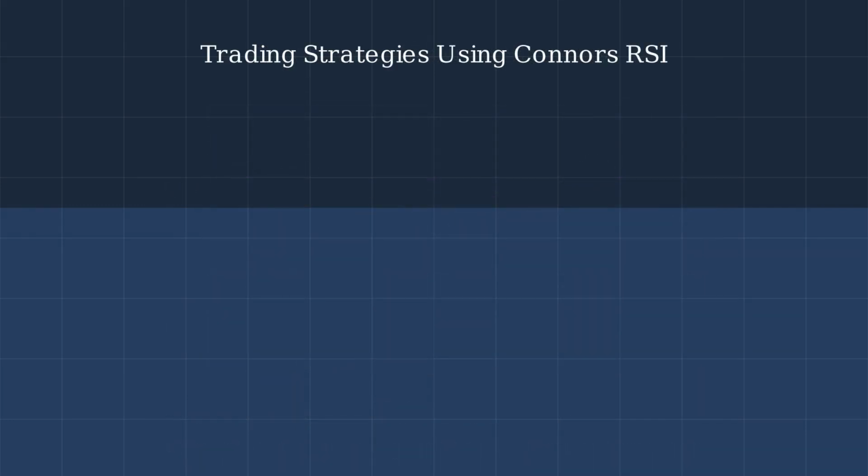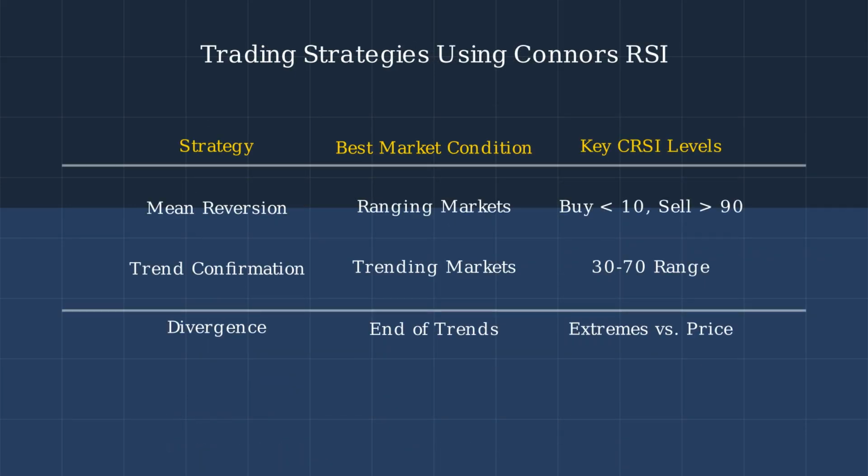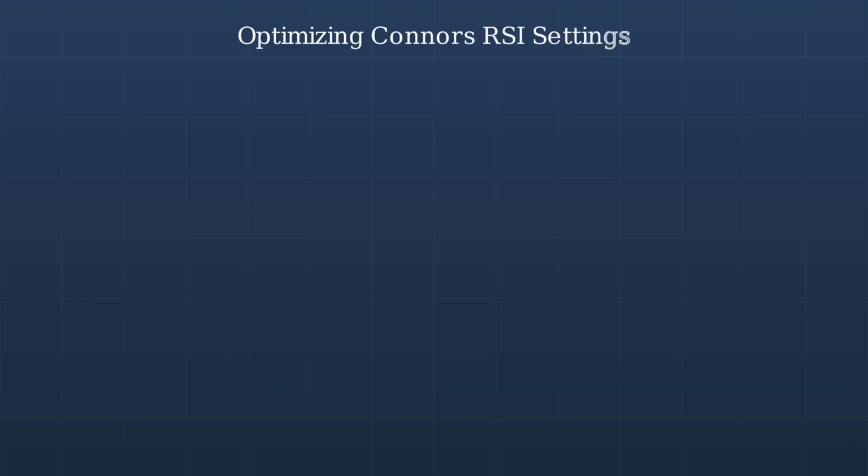Let's summarize these 3 powerful trading strategies using Connors RSI. Each strategy works best in specific market conditions. Mean reversion for ranging markets, trend confirmation for directional moves, and divergence for potential reversals. Let's explore how to optimize Connors RSI settings for your specific trading needs.